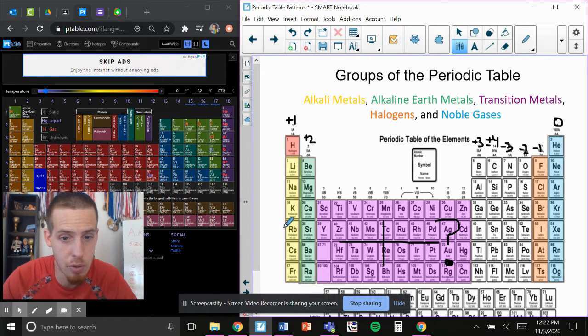All you need to know is what each column is called. Column 1, except hydrogen, alkali metals. Column 2, alkali earth metals, transition metals, halogens, and the noble gases.